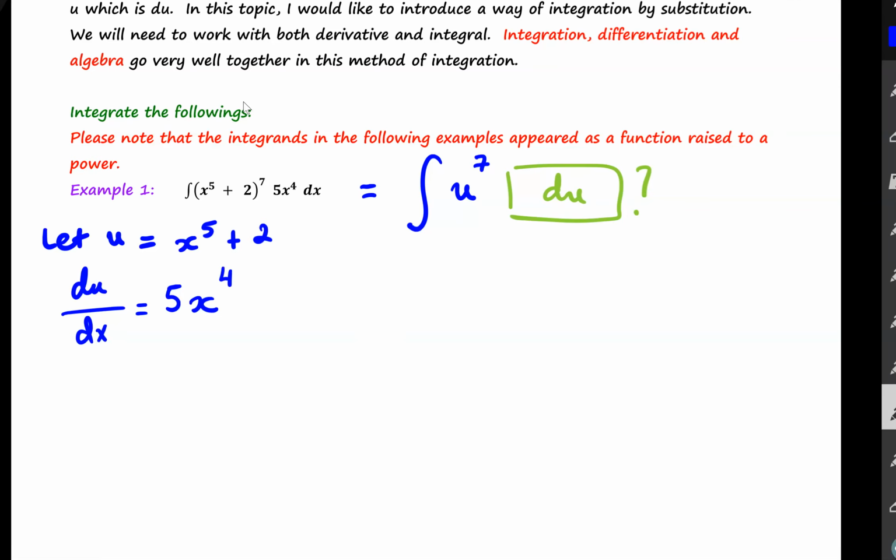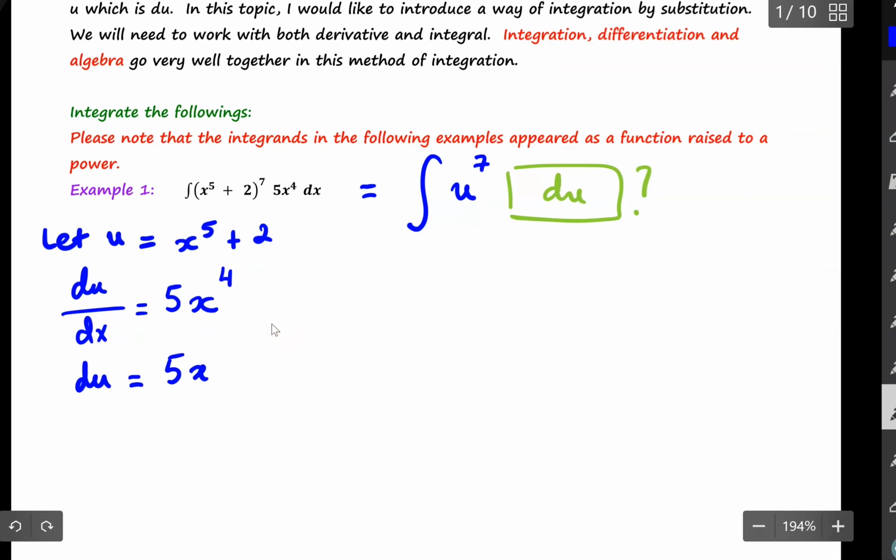So I'm asking everyone to isolate the unknown du in this case. That means you want to separate your variables. You want to turn one side of the equation into du, and you want to turn the other side of the equation into x, and then multiply by the dx. So I will write du equal to 5x to the exponent 4 multiplied by dx.